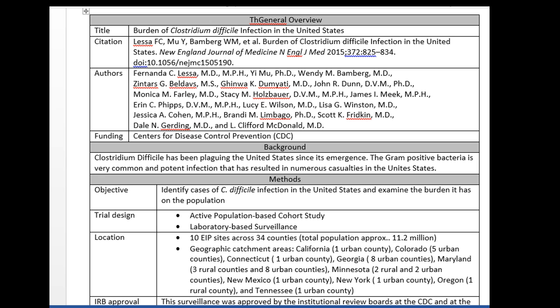The study was conducted across the U.S. There were about 10 different EIP sites. EIP stands for Emerging Infections Program. It spanned across about 34 different counties and 10 different states. I have them listed on the document on the screen. Some of the states included California, Colorado, Connecticut, Georgia, Maryland, Minnesota, New Mexico, New York, Oregon, and Tennessee.